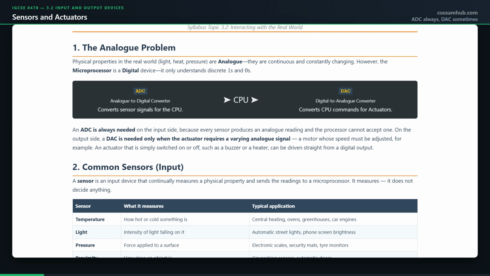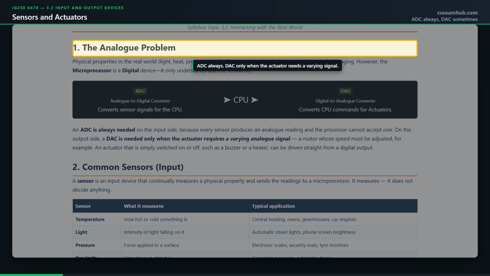On the way in, that converter is the ADC, the analog to digital converter, and an ADC is always needed, without exception, because every sensor produces an analog reading and the processor simply cannot accept one. That sentence is a standard mark scheme requirement, so learn it in those words. Data from the sensor is converted to digital using an ADC so that the microprocessor can understand it.